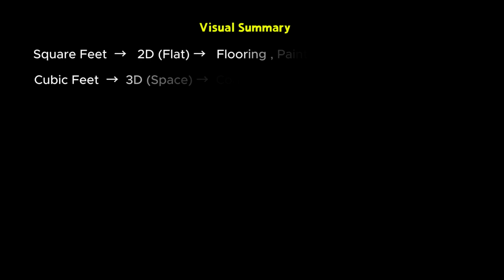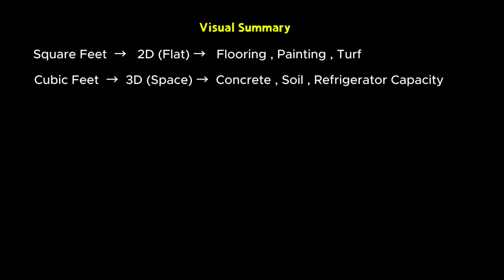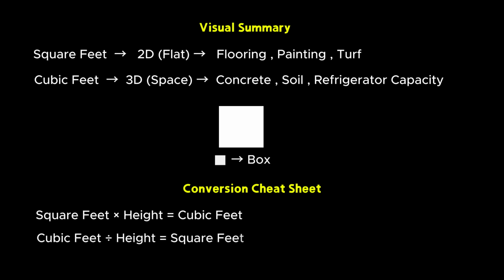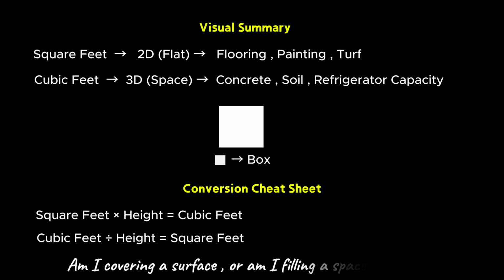To wrap up, let's review the key differences and the conversion steps we covered today. Remember the visual cue. A square is a flat sheet, while a cube is a box you can fill. Here is your conversion cheat sheet. Square feet times height equals cubic feet, and cubic feet divided by height equals square feet. Before you start your next project, always ask yourself, am I covering a surface or am I filling a space?